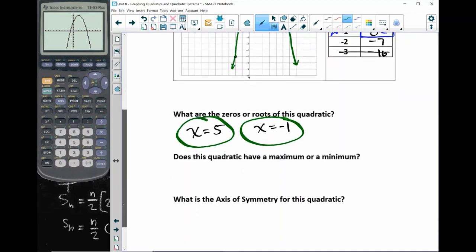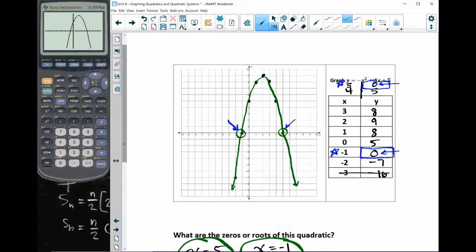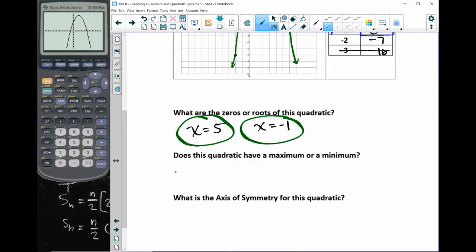Does this quadratic have a maximum or a minimum? Well, it should be pretty easy to see. We have a high point right here on our parabola, which means that that is a max. So this is my maximum. It's at the top of the hill, and that is at y equals 9. So I have a maximum at y equals 9.